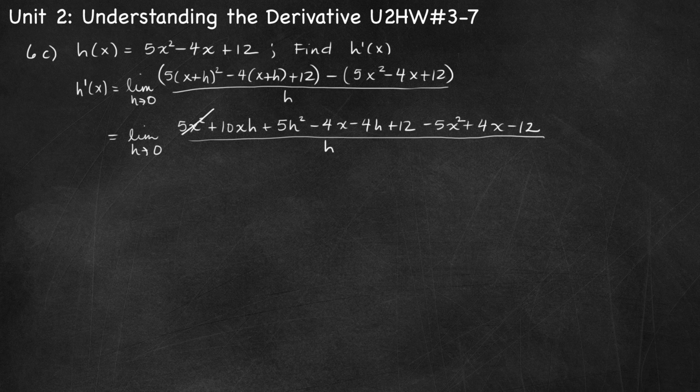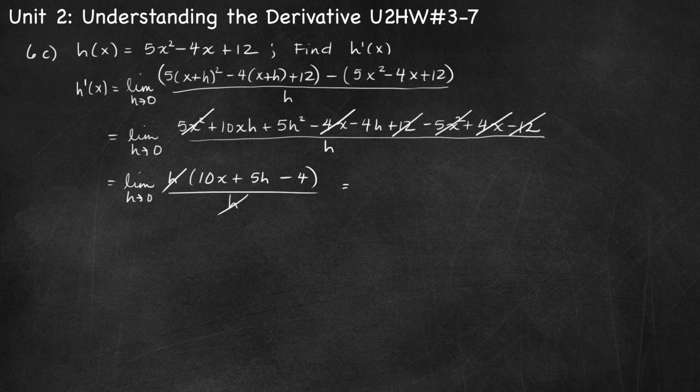So we have 5x squared minus 5x squared is 0, minus 4x plus 4x is 0, plus 12 minus 12 is 0, and the 3 remaining terms in our numerator all have an h in them, so I will factor out an h, leaving me with 10x plus 5h minus 4 over h. Then my h's cancel out. And using substitution, this limit is equal to 10x minus 4.